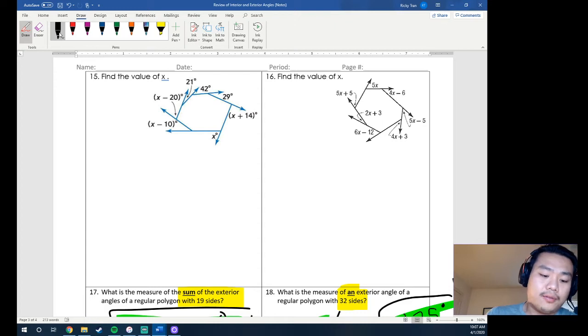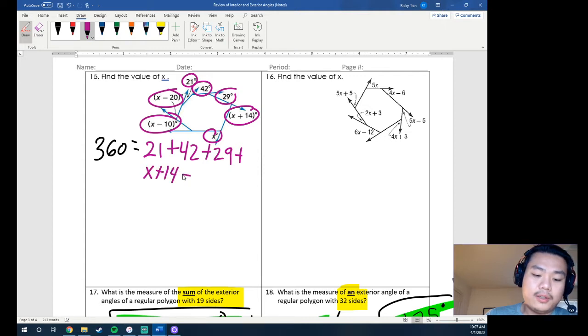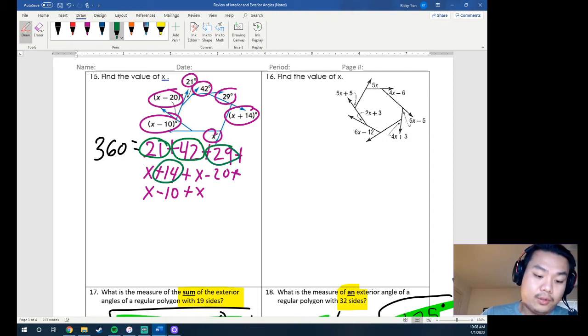Again, starting from 360, we add all the exterior angles. So we have 21 plus 42 plus 29 plus x plus 14 plus x minus 20 plus x minus 10 plus x. Again, we add all the non-x's: 21, 42, 29, 14, minus 20, minus 10. Put them all together.